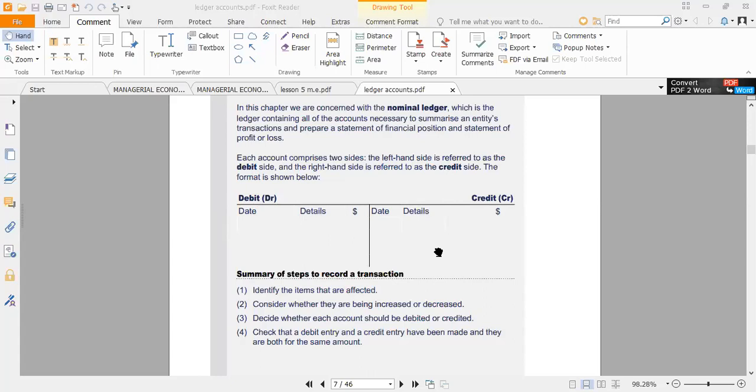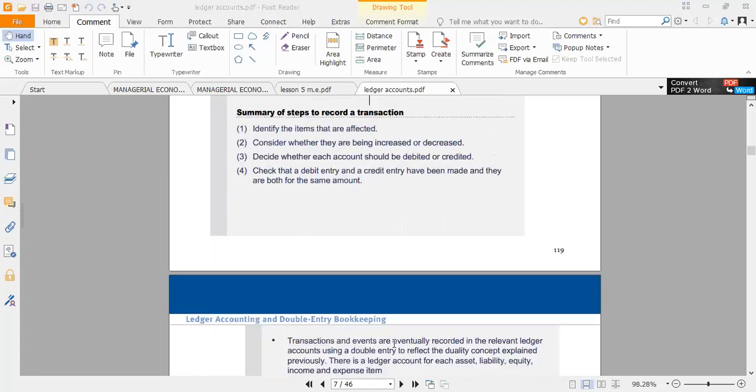So in recording a full transaction, we follow the following steps. Number one, you identify the items that are affected in that particular transaction. Also state whether they're being increased or decreased. Then decide which account should be debited and which account should be credited. Then check the double entry, whether it is fulfilled. So this is how we do the double entries.